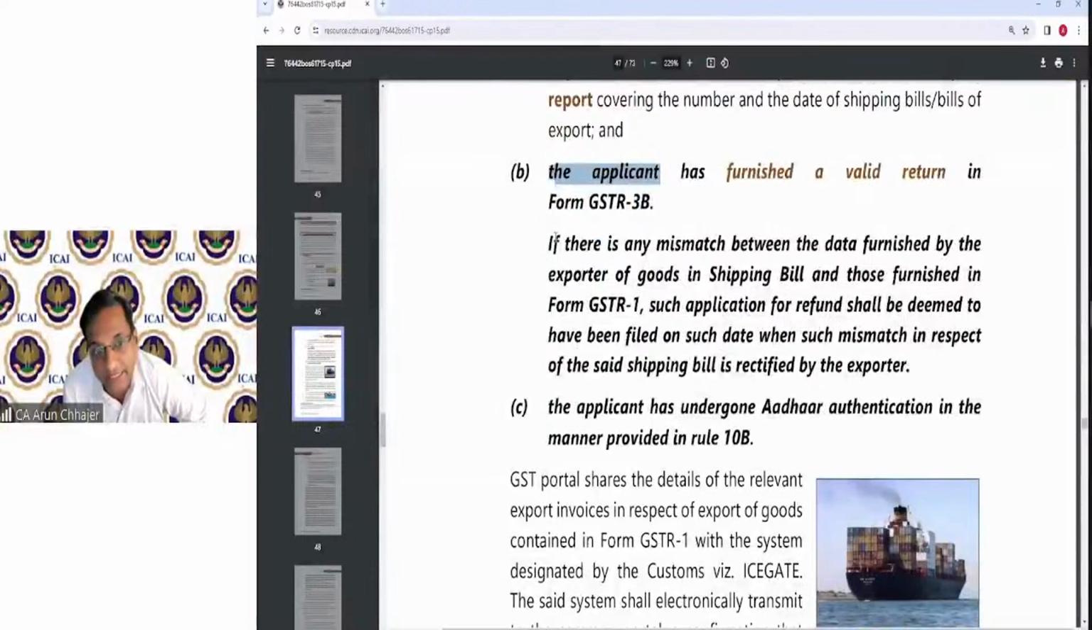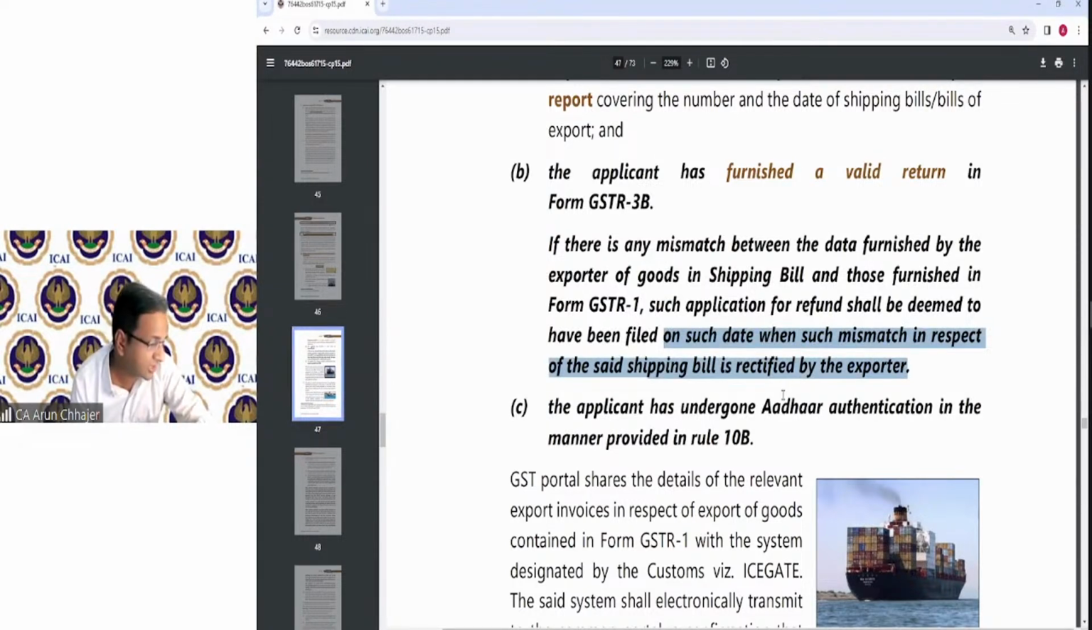If there is any mismatch between the data by the exporter of the goods in the shipping bill and those furnished in the R1, then such application for the refund shall be deemed to have been filed on such date when such mismatch in respect of the said shipping bill is rectified by the exporter. तो जब भी rectification कर लेगा, see Namrata, these are the custom document.